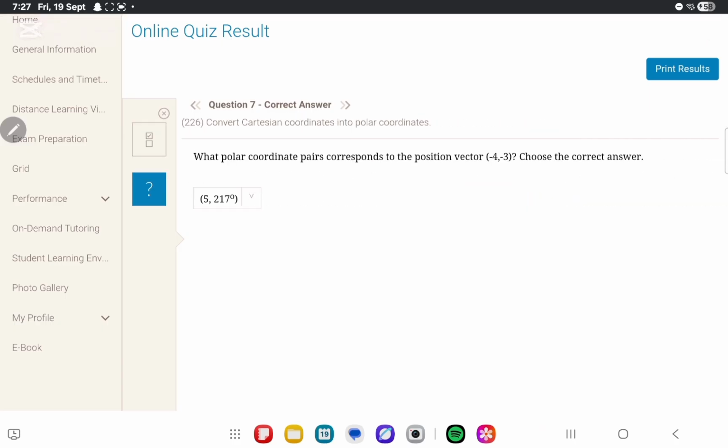What polar coordinate pair corresponds to the position vector -4 and -3? Okay, this isn't too bad. I'm going to use the manual way, which I mentioned 2 weeks ago, I believe, in the mechanics AMS quiz. I said I'd teach it in the course practice video when the periodic comes, because it might come in a written part and you never know, you might need to show your work about this.